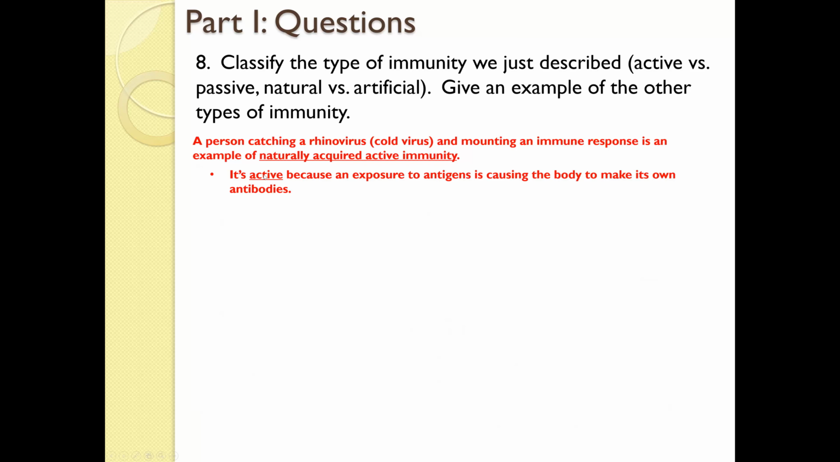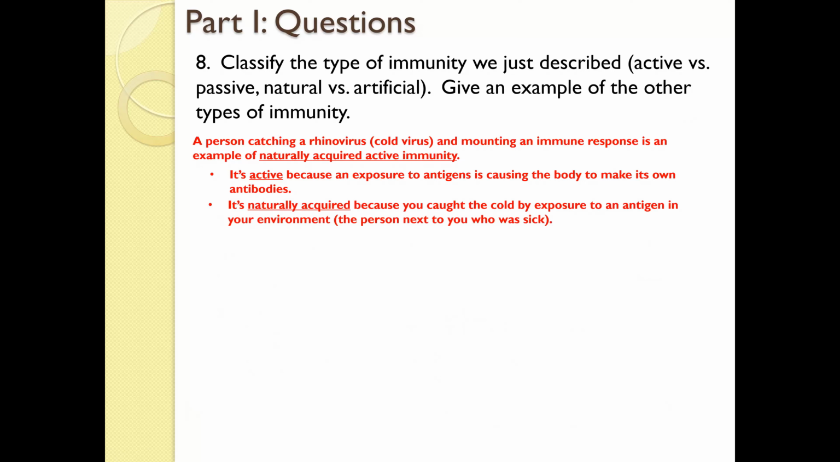So active is when the body makes its own antibodies through that whole process we looked at in number 5. It's naturally acquired because you caught the cold by exposure to an antigen in your environment. And in this case, it was the person next to you in your A&P class who was sick.